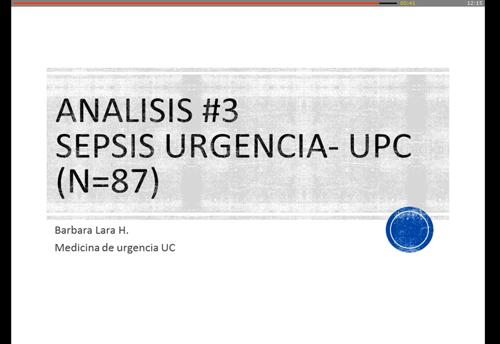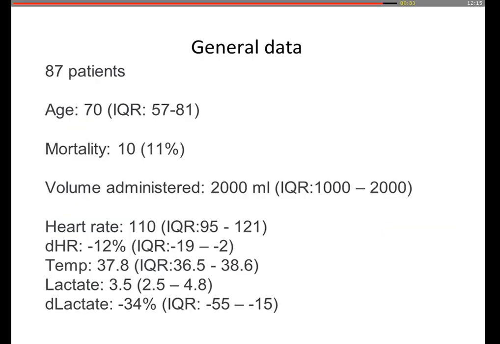And Barbara is the first doctor in the study, together with the guy who does all of that over there, Glenn Hernandez. So it's 87 patients up to now. Mortality is 11%. That's a basic mortality in patients like that. The volume administered in 2 hours is a median of 2 liters. The heart rate at baseline is 110, and the decrease in heart rate is significant, 12%. Lactate is 3.5 at baseline, and the decrease in lactate is 34% as a median. And the interquartile ranges are next to it.